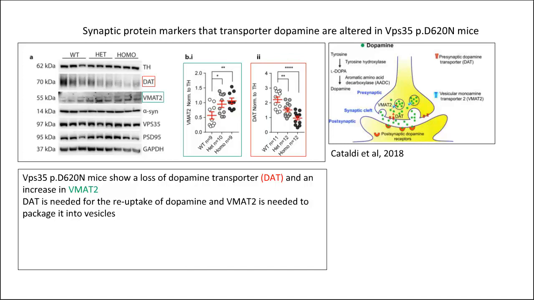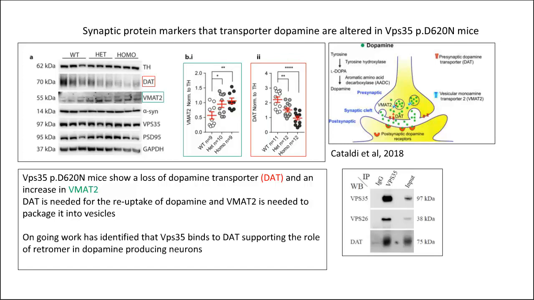And then we're still characterizing this phenotype because it's really quite interesting to us. But what we have also found is that when we take tissue from mice, or we use immortalized lines, we can show that VPS35, which is a constituent of the retromer complex, will physically bind to the dopamine transporter.